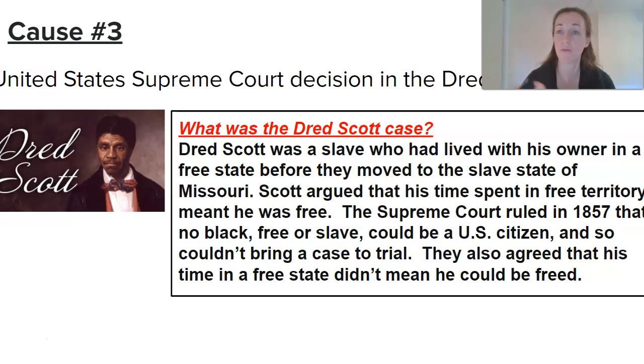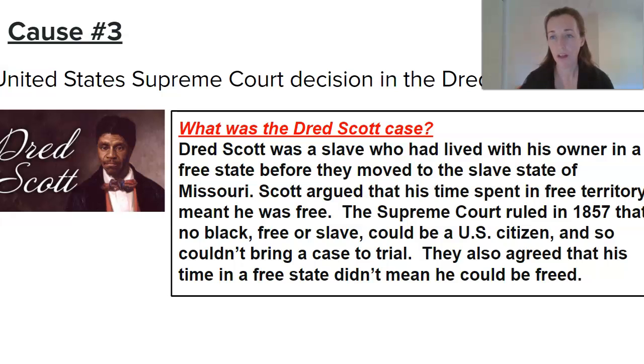Those states which had outlawed slavery had written that nobody could be enslaved in those states, and that a slaveholder who moved there had to relinquish their slaves. So he used that argument to say, I should be freed. But the Supreme Court ruled against him. They ruled in 1857 that no black, free or slave, could be a U.S. citizen fully and could not bring a trial to court. They also agreed that his time in a free state didn't mean he could be freed.